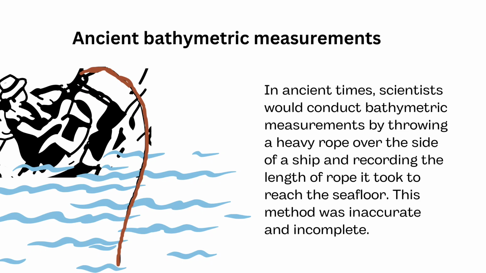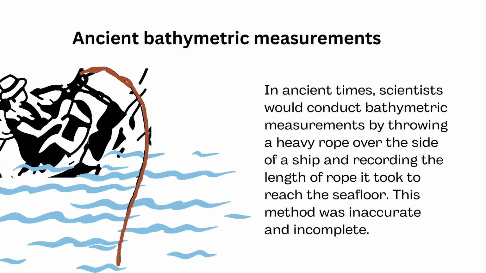Ancient bathymetric measurements. In ancient times, scientists would conduct bathymetric measurements by throwing a heavy rope over the side of the ship and recording the length of rope it took to reach the floor. This method was inaccurate and incomplete.